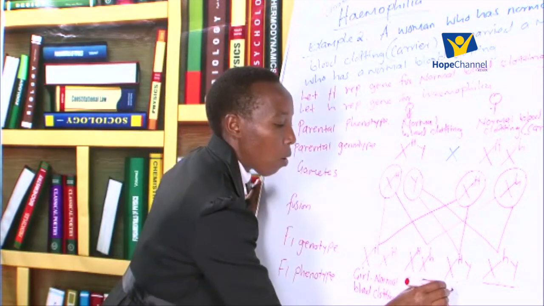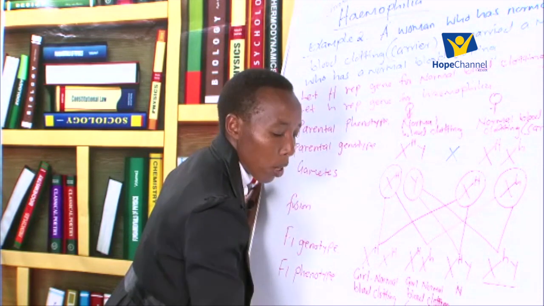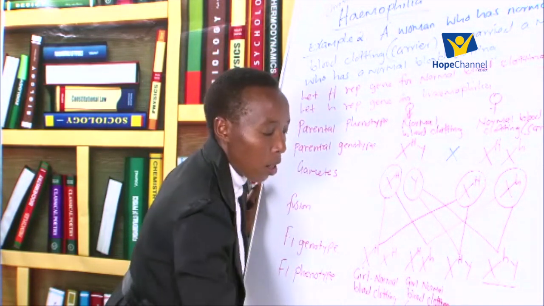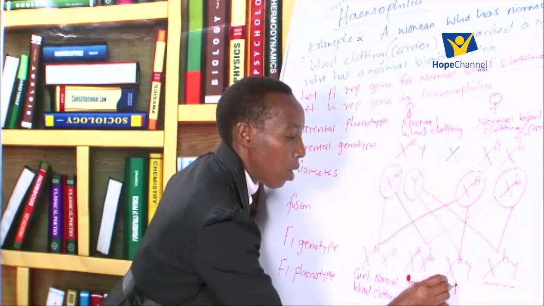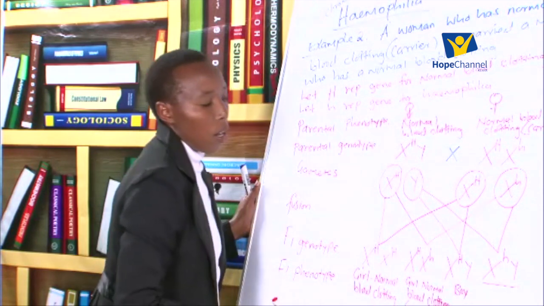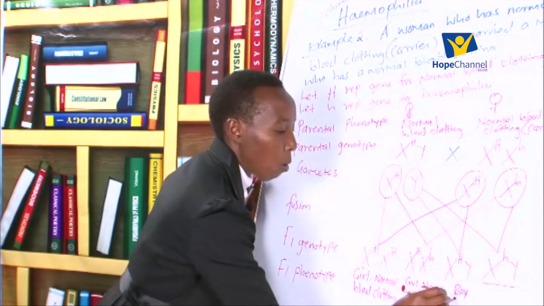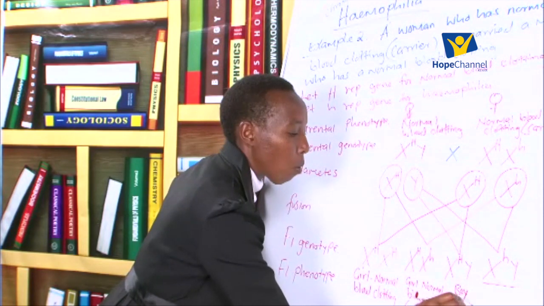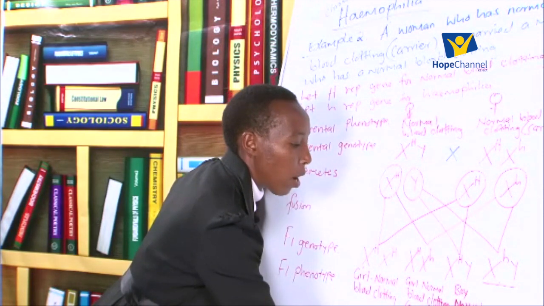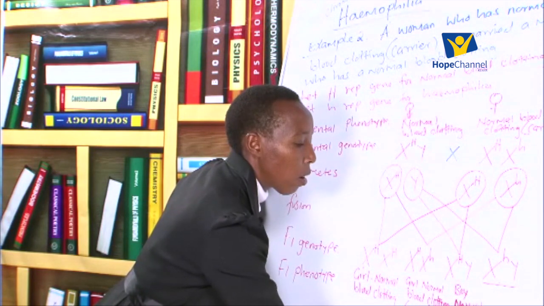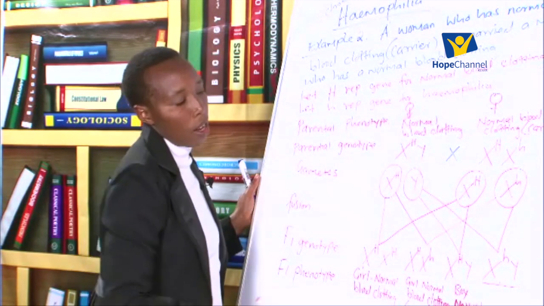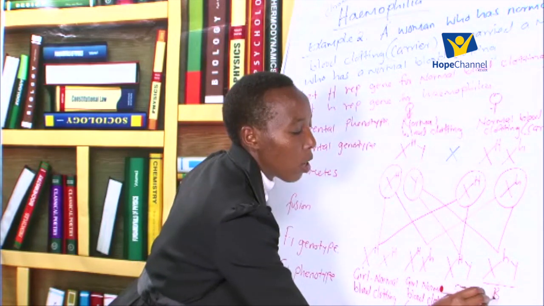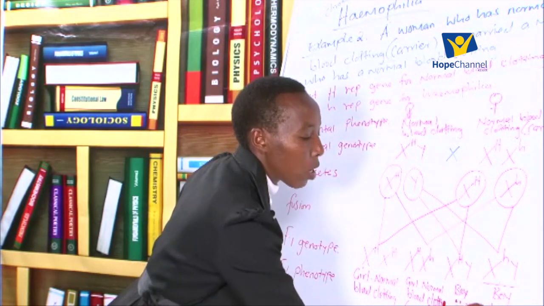Then this is a normal boy. So we have a boy, and the boy has a normal blood clotting. Then, lastly, we have a boy who is hemophilic.